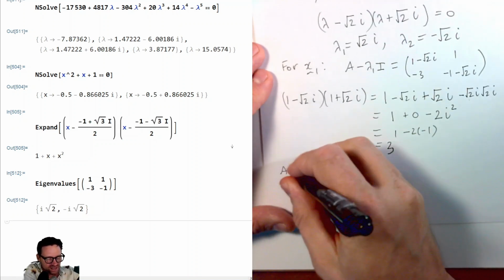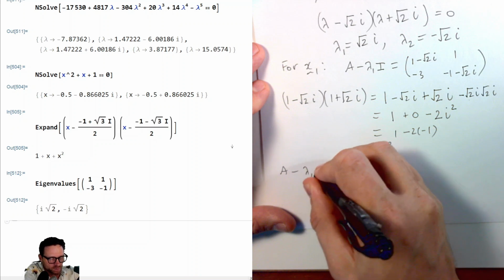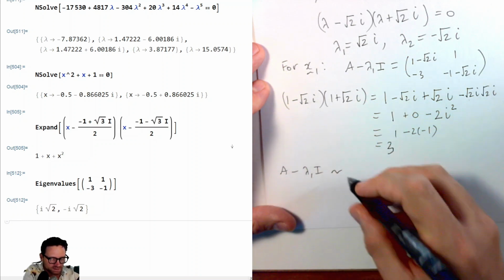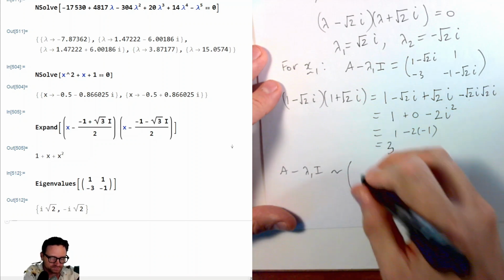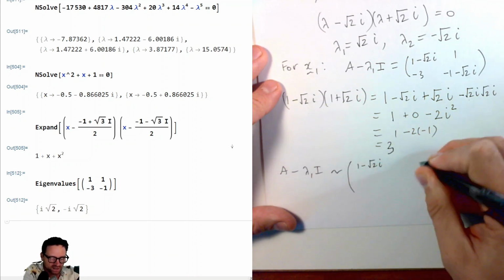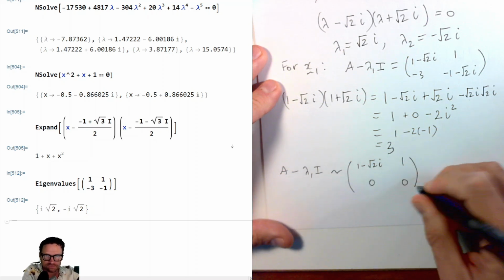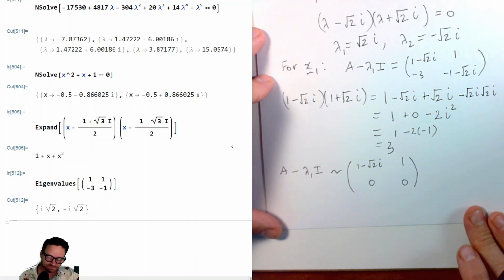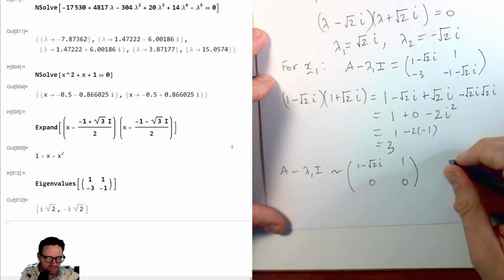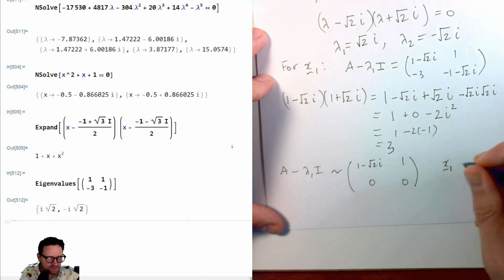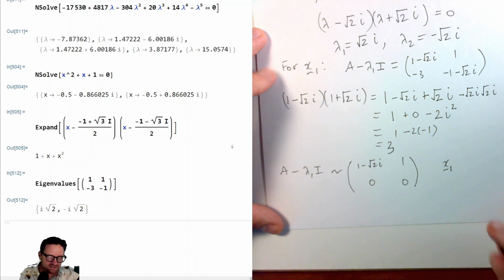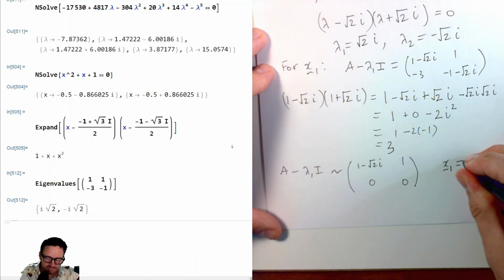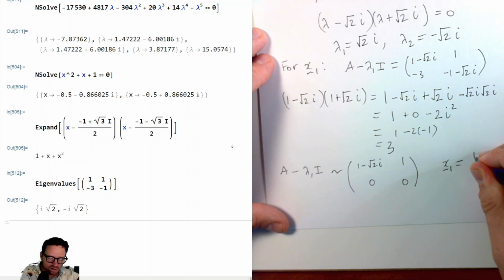So we see then that A minus lambda 1 I is row equivalent to 1 minus root 2 i, 1, with a row of zeros. And so again we can read off an element of the null space here by swapping and putting a minus sign on one of them. Okay, so we would get 1 and then minus 1 plus root 2 i.